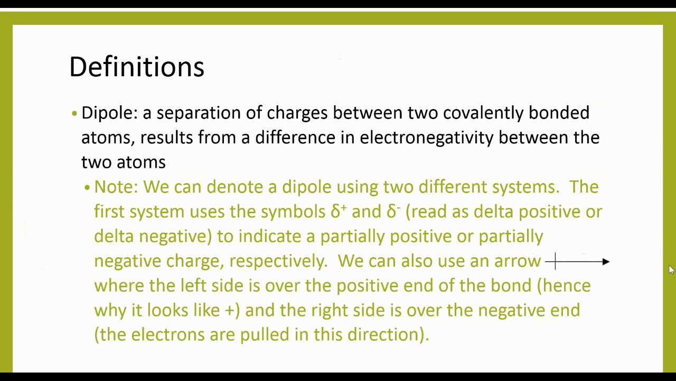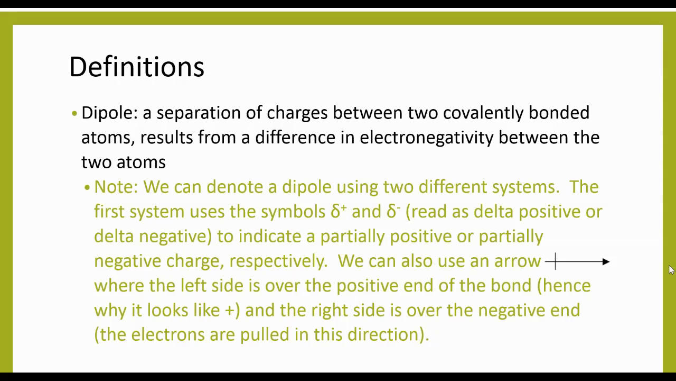Okay, and then we have the term dipole. Dipoles are a separation of charge between two covalently bonded atoms. We have a dipole whenever we have a difference in electronegativity values, which causes one atom to pull the electrons closer towards itself, and the other one has fewer electrons around itself because they're getting pulled towards the other one. So we end up with a positive part and a negative part.